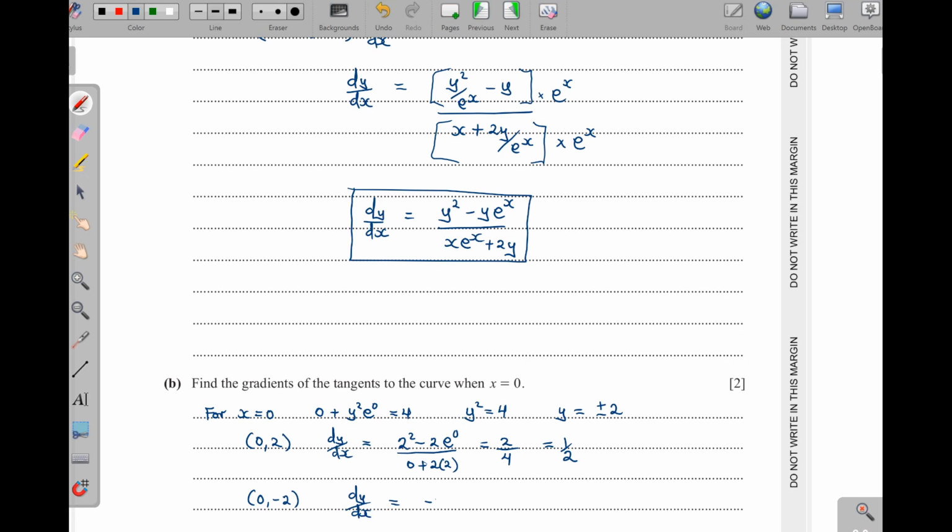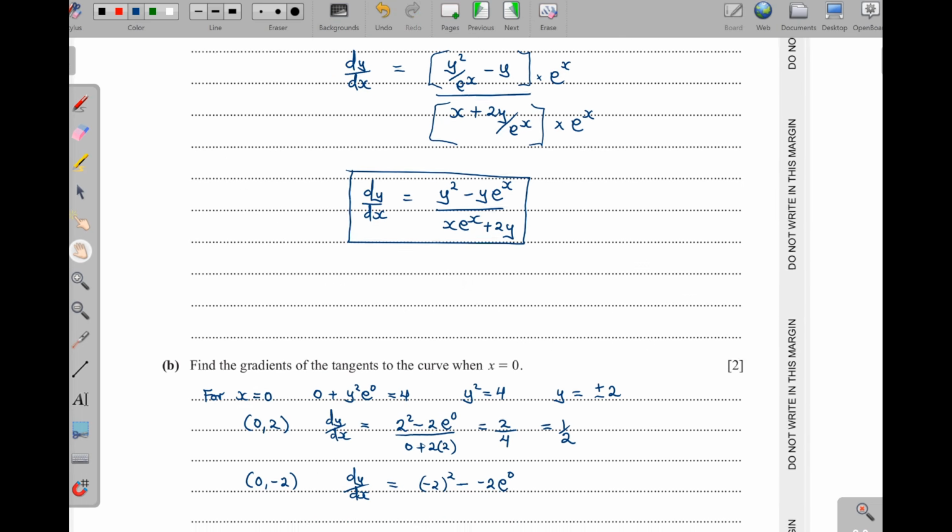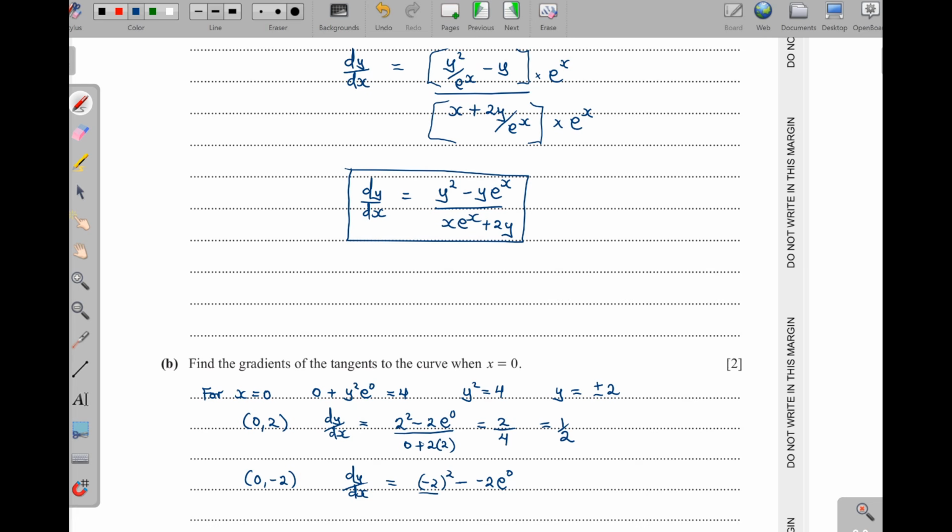And then for x, then minus 2 here, what will be our dy/dx? This one is going to be negative 2. You square it, then minus 2, minus, not so? So you have minus, then minus 2y. Remember, y here is there, but there is also minus here. Then e to the power of 0. Then we divide by 0, then plus 2 times a negative 2.